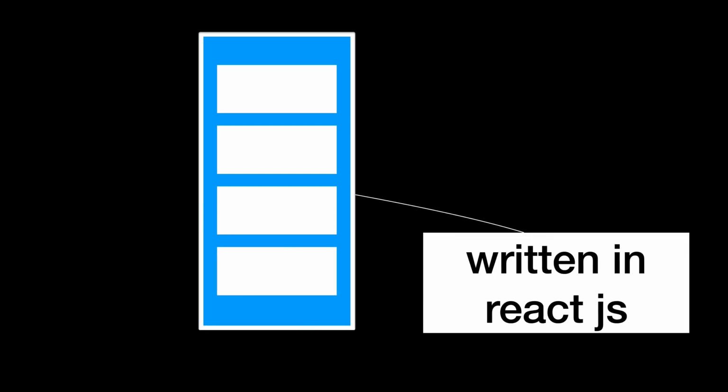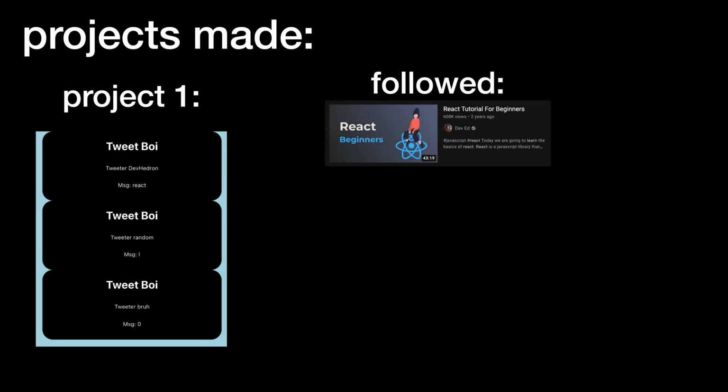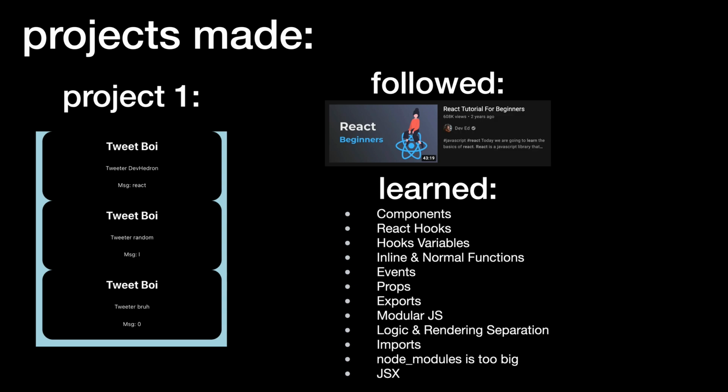First off, if you don't know what React.js is, it is a library for building user interfaces in JavaScript or TypeScript. In the 48 hours of me learning React.js, here are all the projects I made by following tutorials or on my own. The very first project I made was a web app made by following DevEd's tutorial, a React tutorial for beginners. The main things I learned from this are React components, React hooks, hooks variables, inline and normal functions, events, props, exports, modular JavaScript, logic and rendering separation, imports, node modules is too big, JSX.